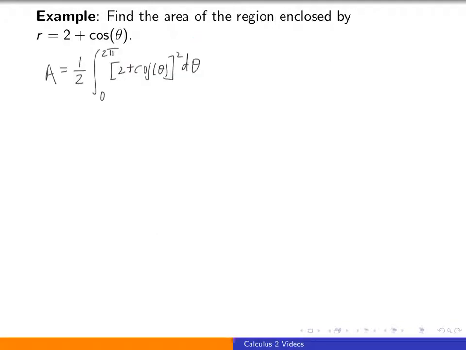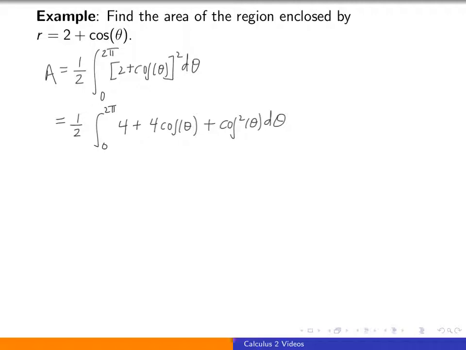So let's go ahead and now evaluate this integral. The first thing we need to do is simplify inside the integral. So (2 plus cosine theta) squared would be 4 plus 2 times 2 cosine theta, so 4 cosine theta, plus cosine squared of theta. And this is something we will very frequently encounter, a cosine squared or sine squared that we are integrating.